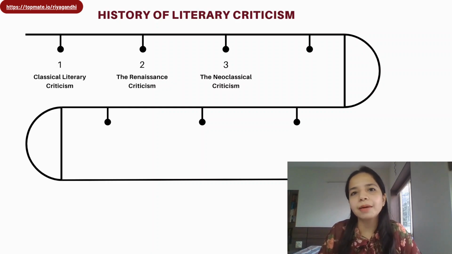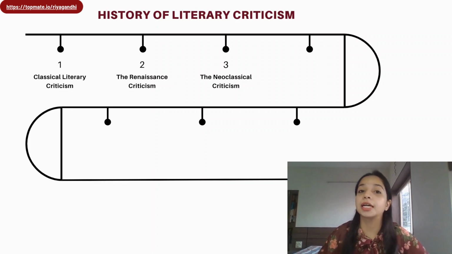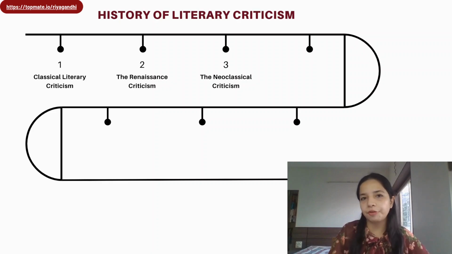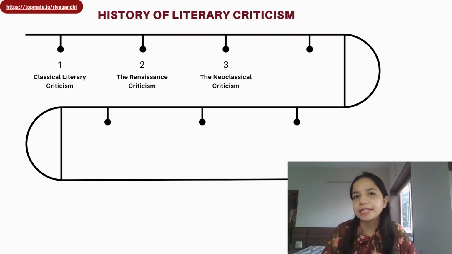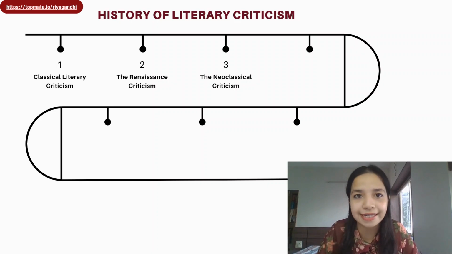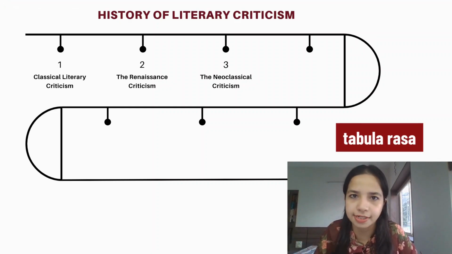Now, when I'm talking about neoclassical criticism, it roughly coincides with the neoclassical age or the Augustan age in the history of British English literature. In terms of criticism, you have Alexander Pope's Essay on Criticism. You also have John Locke's philosophy of tabula rasa.